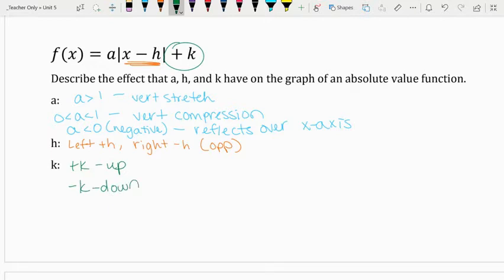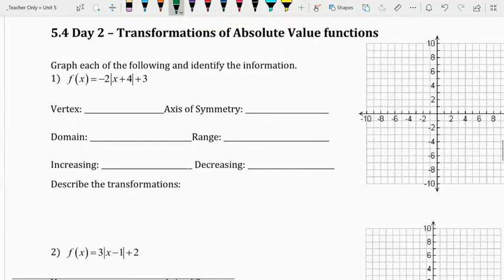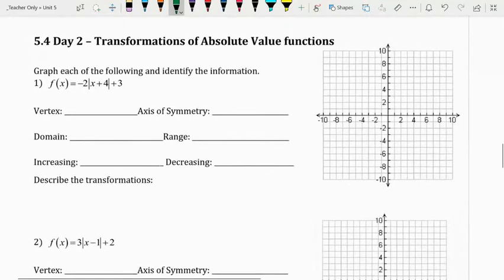Okay, so let's use all of those to start graphing these transformations. We are going to start by identifying the vertex. So our vertex is at -4, 3. Sometimes I make a V instead. So we have it like that.